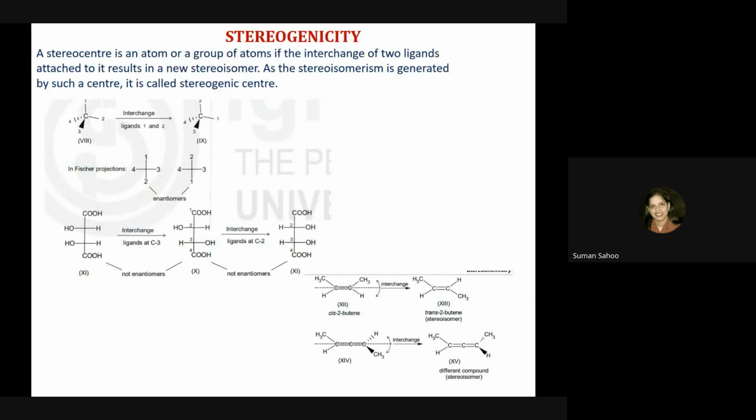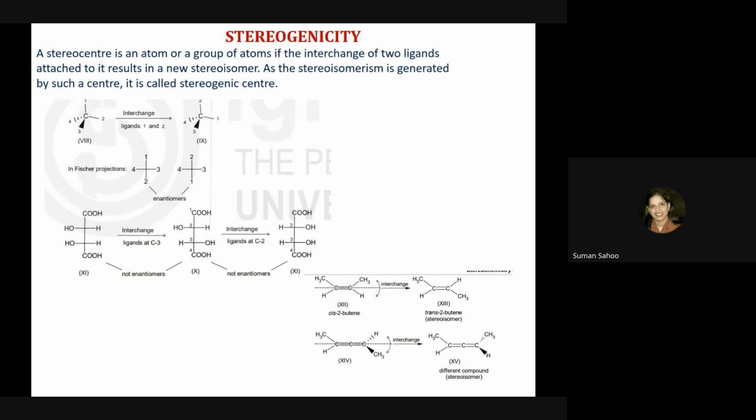Next is stereogenicity. So what is a stereogenic center or a stereocenter? A stereocenter is an atom or a group of atoms if the interchange of two ligands attached to it results in a new stereoisomer. As the stereoisomerism is generated by such a center, it is called a stereogenic center. For example, suppose we have a chiral center carbon here, 1, 2, 3, 4. If we just interchange the ligands 1 and 2, that is going to give us another stereoisomer.